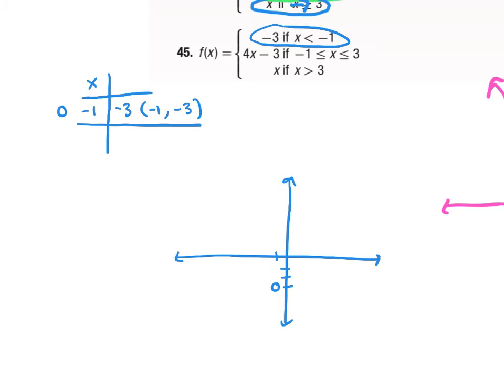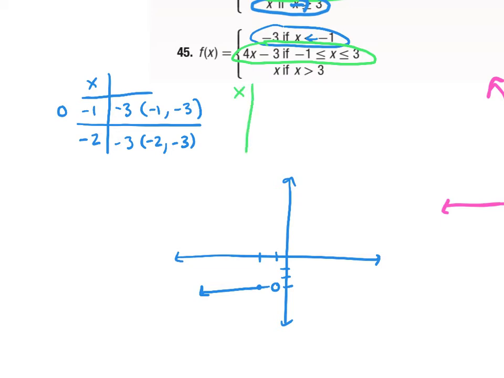What do we plug in next? -2. Anything that is less than -1. What do we get when we plug in -2? -3. So what's our point? -2, -3. So we go to the left 2, down 3. Which direction is our arrow going to point here? To the left. Perfect. So our little arrow goes to the left. So that's our first piece. Now we move on to the second piece.